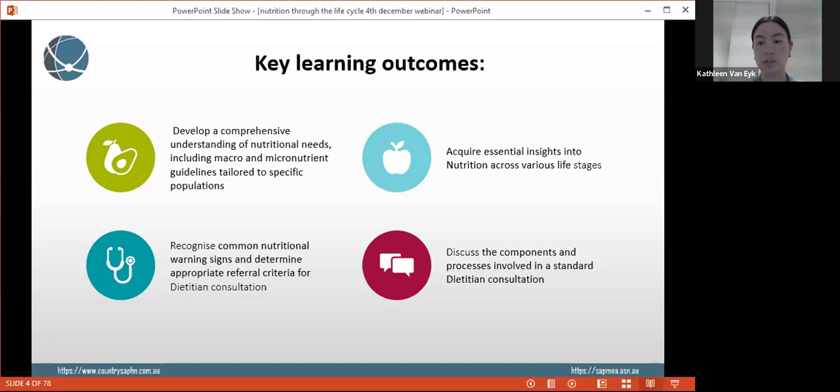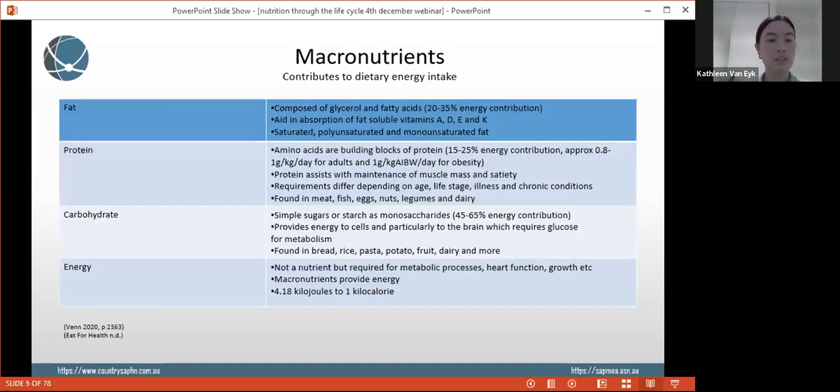what it is that we do or what we might do with our patients in a typical consultation, because often people don't know what's actually involved in a dietitian consultation. To begin with, we're going to just go over our main macronutrients that contribute to dietary energy.